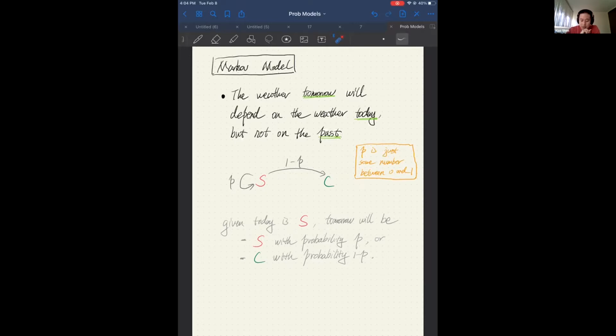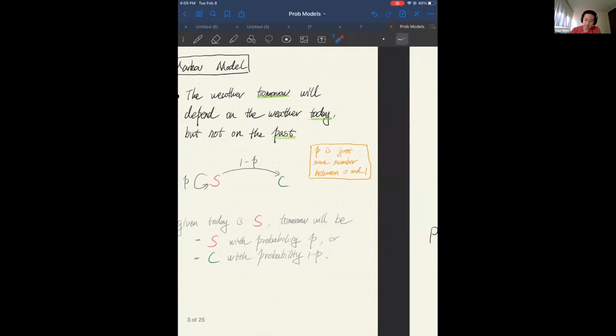To represent the model, we look at this diagram here, which is sometimes called the transition diagram. This arrow starting from S means that, given today's weather is sunny, with probability P tomorrow the weather will also be sunny. So we have this arrow coming back to S. And with probability 1 minus P, the weather will be cloudy tomorrow. Here P is just some number between 0 and 1. If P is close to 1, that means if today is sunny, it's very likely that tomorrow will also be sunny.